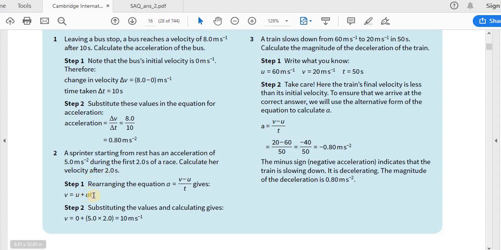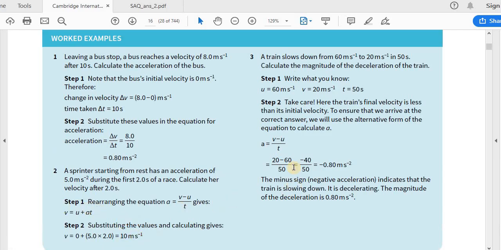Okay, so we know that we are supposed to find v. u we know, a we know, t we know, and we are supposed to find v. So if you rearrange this equation to make v the subject of the equation, because we are going to find v, then you will get this. Substitute into this and you will get the final velocity v.